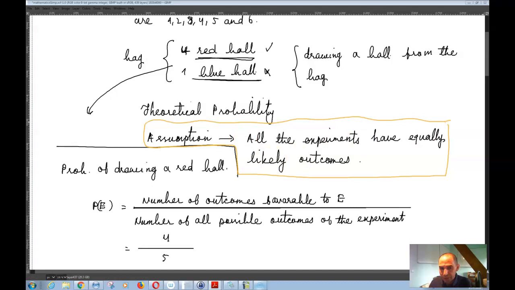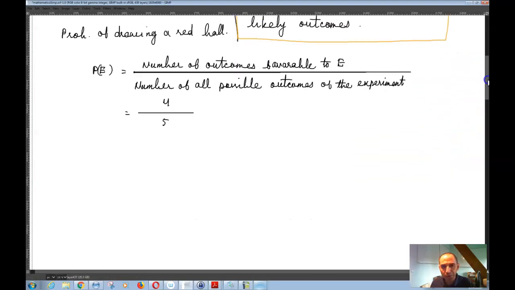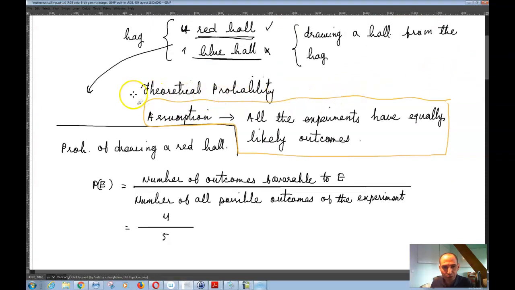So now that's basically an overview of what we did in the previous 8 videos. So now let's go, and the first thing that we need to understand is what this assumption actually meant: the assumption that all the experiments have equally likely outcomes, or at least the experiments that we studied using this method, which was theoretical probability.